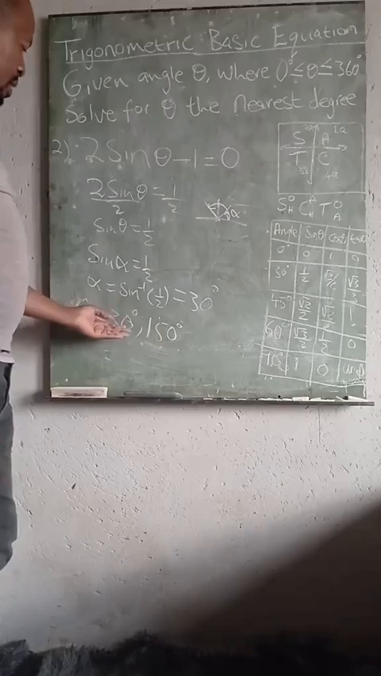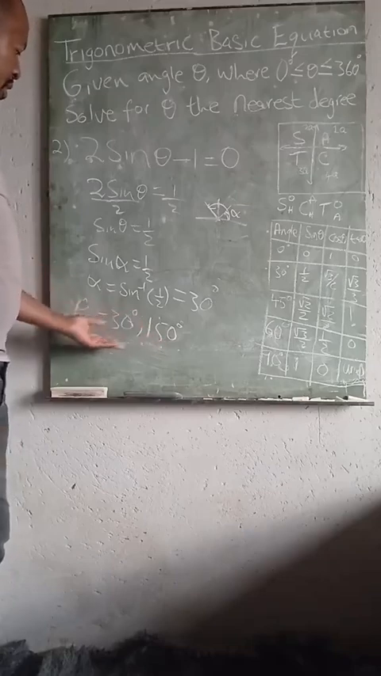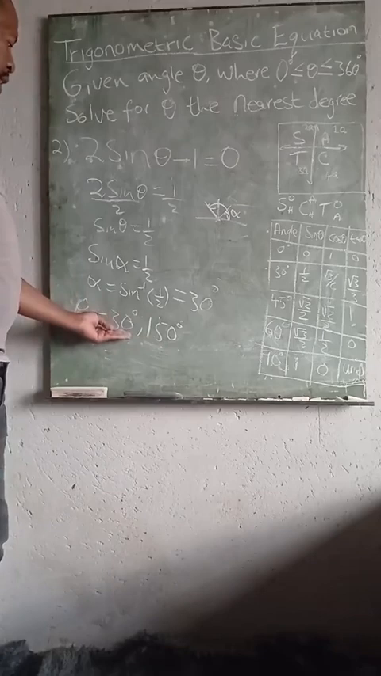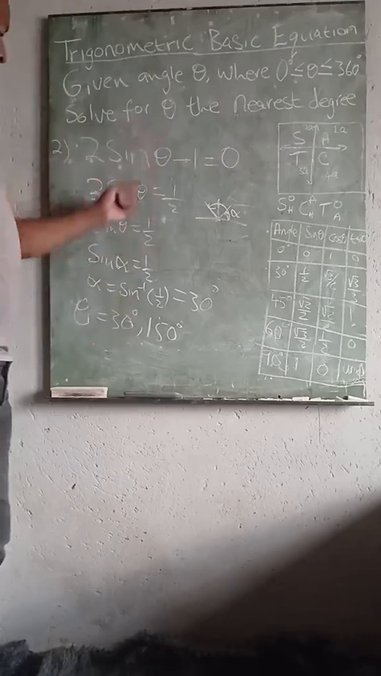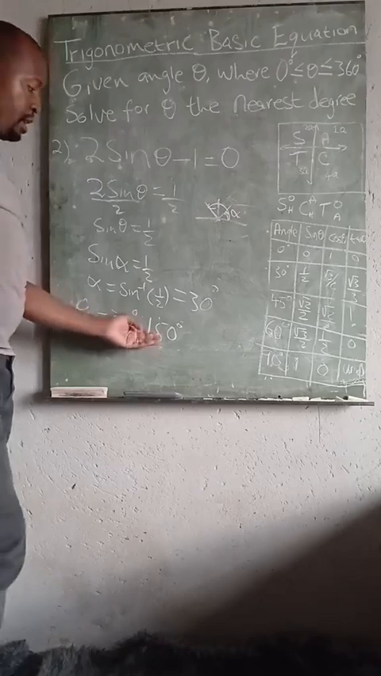Remember, we said to prove they are right, you just find sine of 30, it must give you 1 over 2. Sine of 150 must give you 1 over 2.